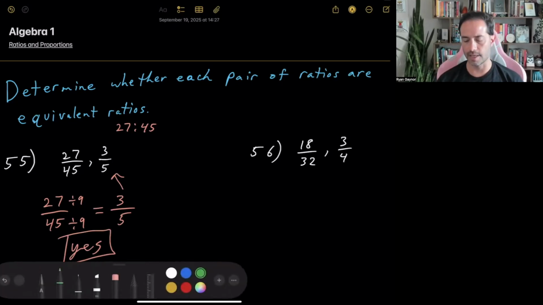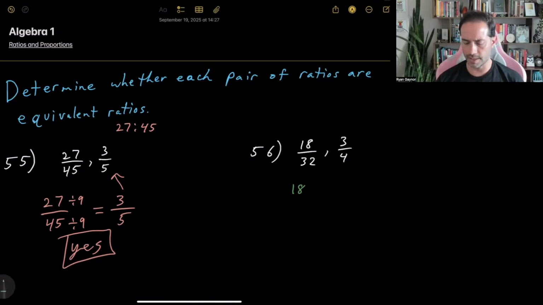All right, let's try the next one. So the next one, we have 18 to 32, right? Or 18 over 32. So again, I will ask myself, what is the greatest number that goes into both numbers? So they're both even. So what number goes into every even number? Well, that's 2, right? So I could do 18 divided by 2, and that would be 9. Then 32 divided by 2, that would be 16. Is there a number that goes into 9 and 16? Only 3 goes into 9 and 4 goes into 16. So no, there isn't the same number, right?